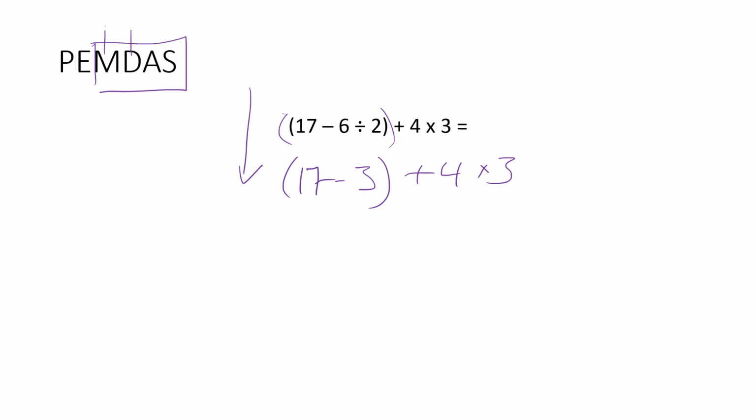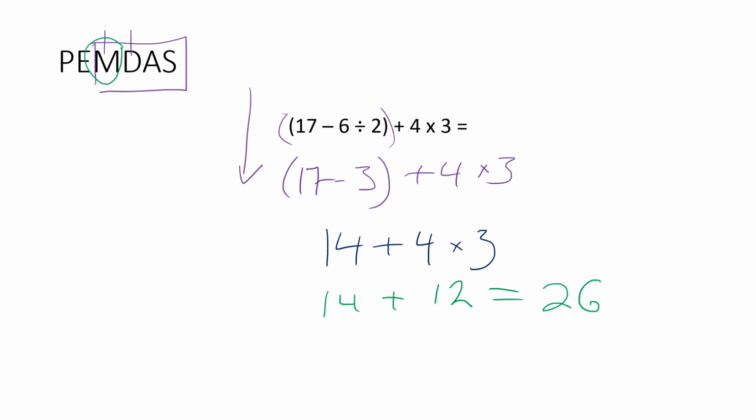Okay, we still have parentheses though. We have 17 minus 3. So let's finish that out with our parentheses. 17 minus 3 is 14. So now we have 14 plus 4 times 3. Okay, next step. Well, we have addition, we have multiplication. Which one are we going to do first? We're going to do our multiplication first. Multiply and division first. So 4 times 3, 14 plus 12. And then we can finish that addition. 14 plus 12 is 26. So there's the answer to our PEMDAS problem.